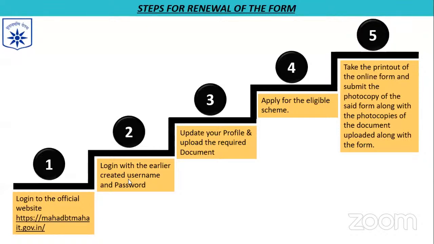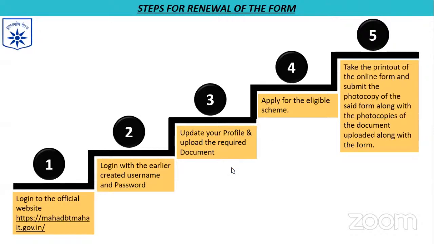Log in to the official website, then use your username and password, update your profile. Now this step is very much important. So when you're renewing your form, renewal कर रहे हैं आप आपके form को, तो at this time you are supposed to update your profile. After updating the profile, you are going to apply for the eligible scheme. After making the application, you are going to do the same thing, take the printout of the form, and whatever documents are uploaded, along with the documents, you are going to submit it to the college.